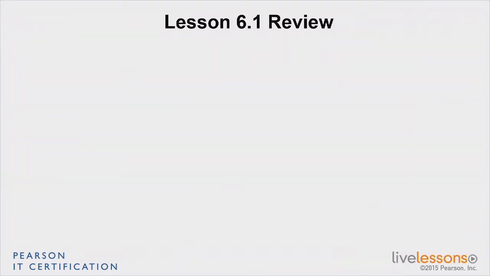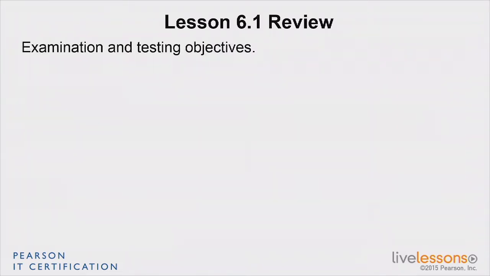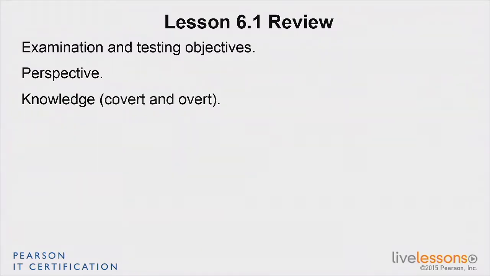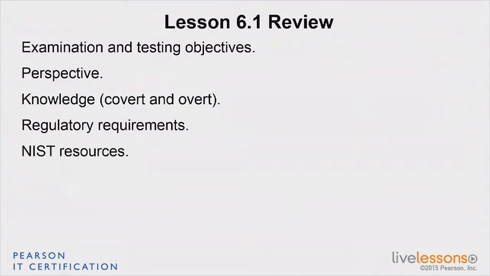So we're in lesson 6.1 review. We started with talking about testing and examination objectives and that they are different. Examination is passive, testing is active. We looked at perspective, so we looked at internal, limited internal, and external. We looked at knowledge, which is covert and overt. And we did a cursory review of the fact that we may need to do testing because there are regulatory requirements. And lastly, I shared with you a NIST resource that I would strongly encourage you to go out, download, and read.